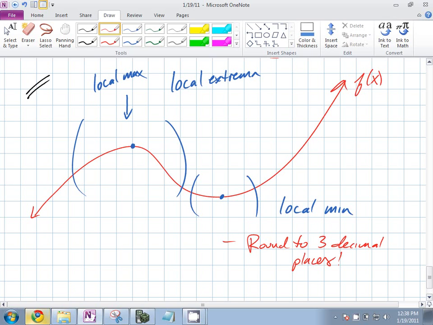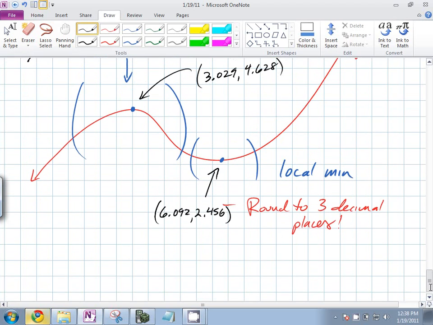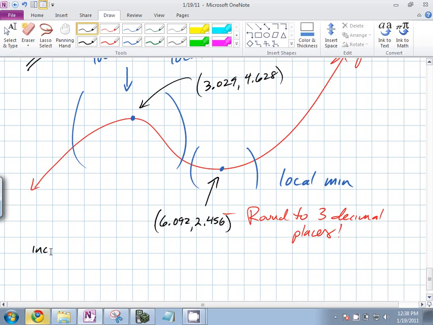So let's say this point right here was, I'm going to make up values here, 3.029, 4.628, and that point right there is 6.092, 2.456. Can someone tell me where is this function increasing? Where is it increasing? Raise your hand. Yeah. It's increasing from negative infinity to 3.029. Yep, okay. And then from 6.092 to infinity.